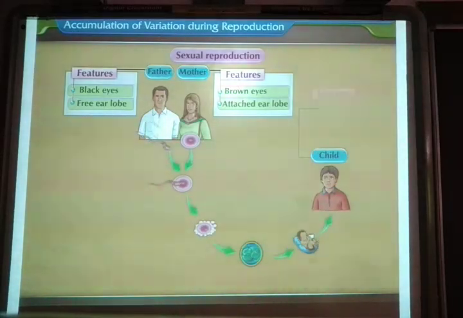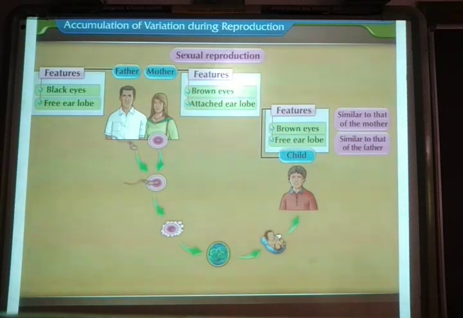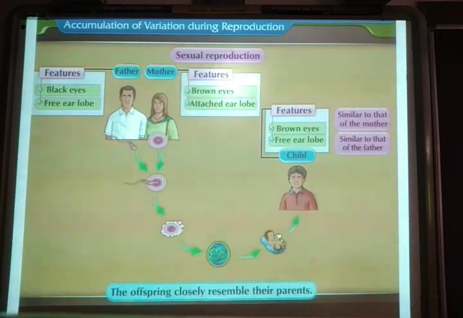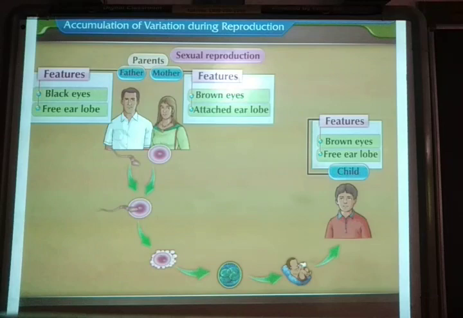A child has certain features similar to that of the mother and certain features similar to that of the father. The offspring thus closely resemble their parents. Do you know how variations present in the parents are passed on to their children? Let us explore this further.